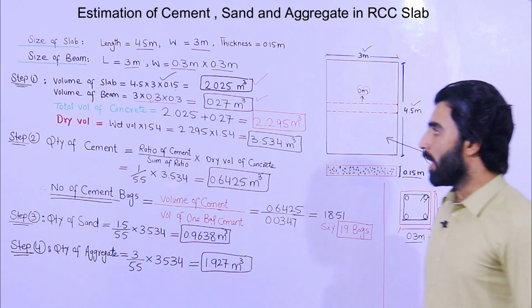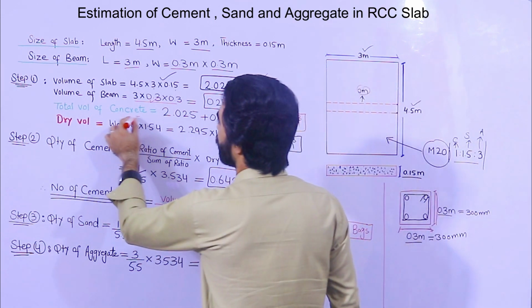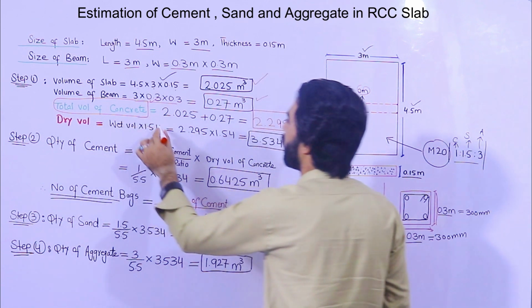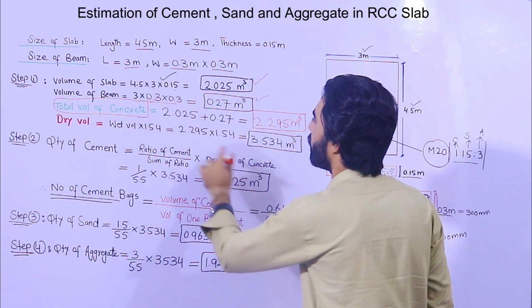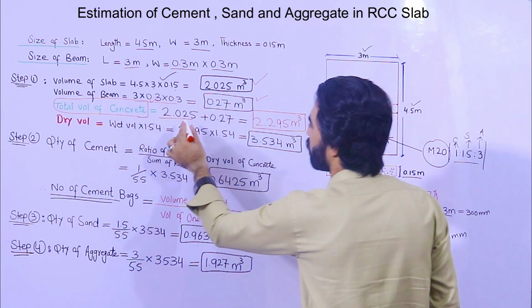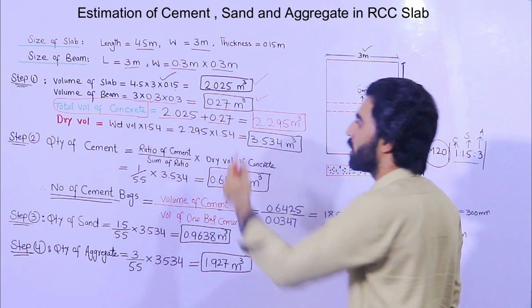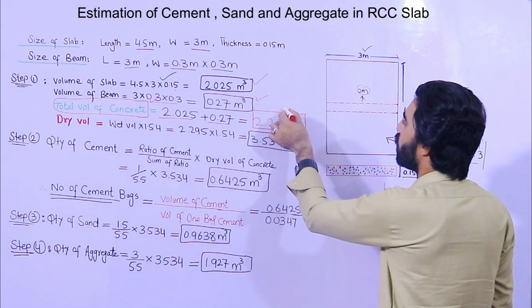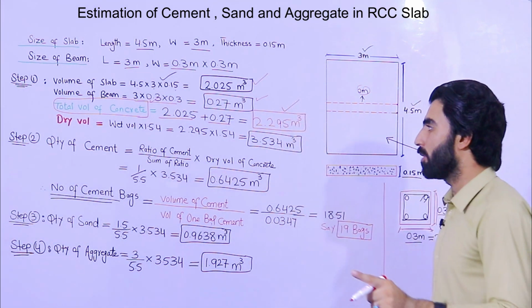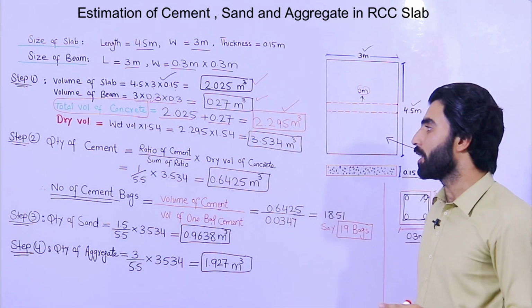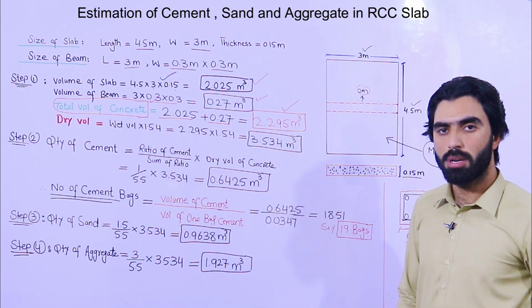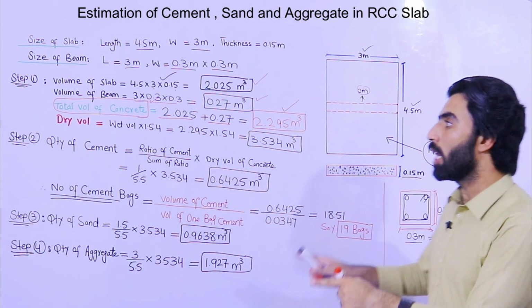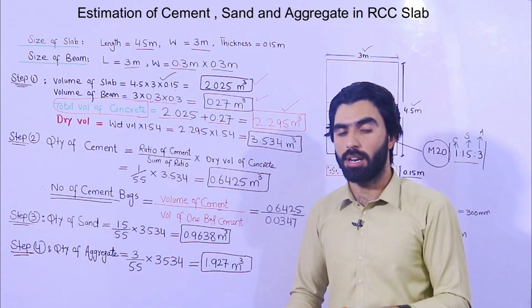Now I need total volume of concrete. The total volume of concrete will be volume of slab plus volume of beam. So volume of slab is 2.025 plus 0.27 is the beam volume. So the total volume of beam and slab with concrete is 2.295 meter cube.